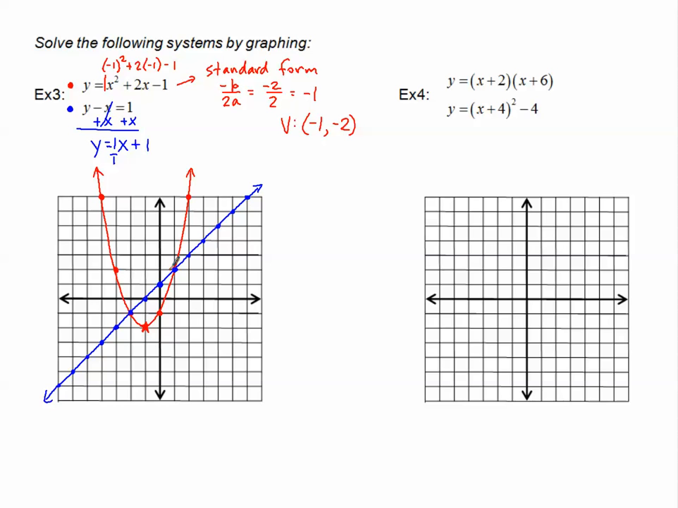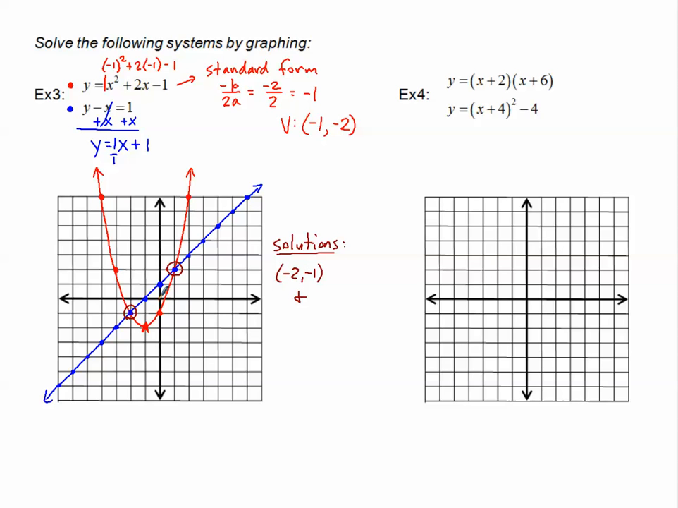So I've graphed both equations, and now I'm looking for the solution to this system. The solution is where they intersect. Here's one of the solutions, and here's the other solution. All I need to do is name those ordered pairs, and I will be finished. My solutions are, I'll start on the left side. This is negative 2, negative 1. That's one of our ordered pairs.